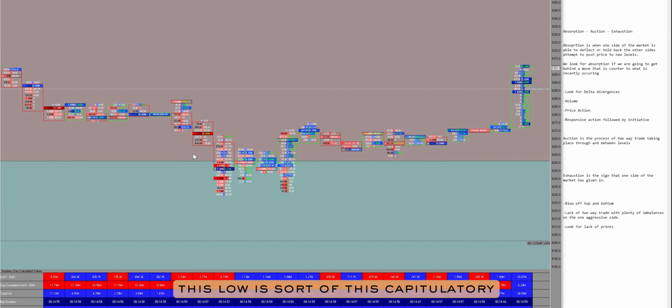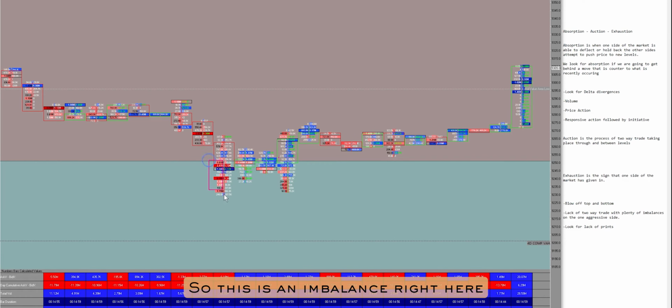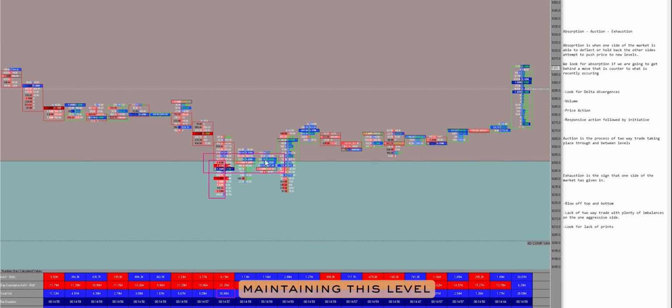So what we see into this low is sort of this capitulatory volume. You get this massive spike in volume, and then price maintains this level, closes above most of the volume, and is able to auction sideways within that whole imbalance. So this is an imbalance right here, a ton of aggression into the low. Remember, the passive seller does not really offer much down here, and then we're now maintaining this level.